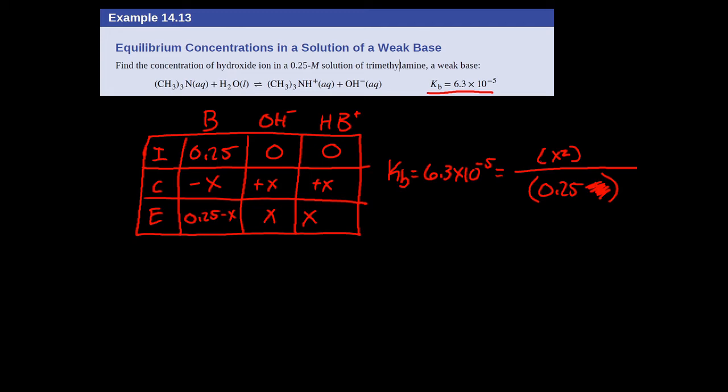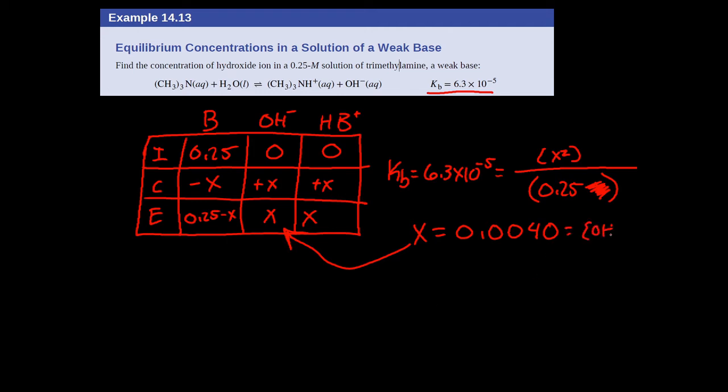So we're going to have, let's see, 6.3 times 10 to the negative 5 times 0.25, and then take the square root of that. And x is 0.004. Let's see, I get only 2 sig figs, so that'd be 4.0, I guess. So that is the concentration of OH minus.